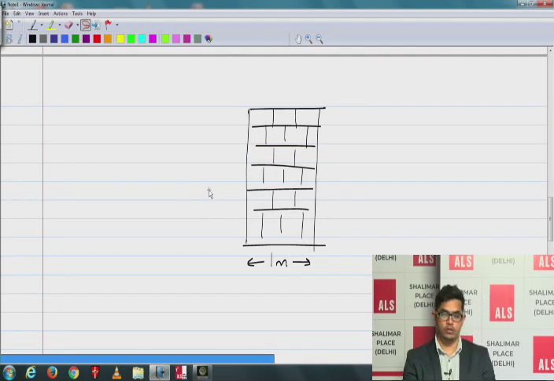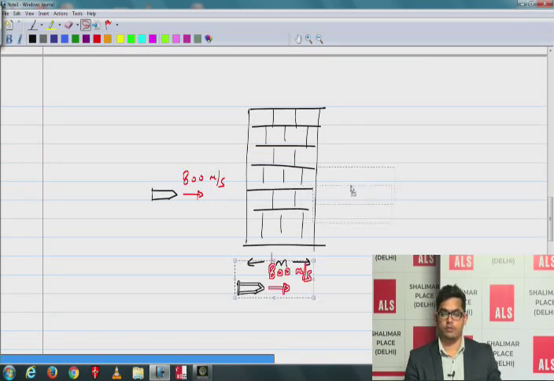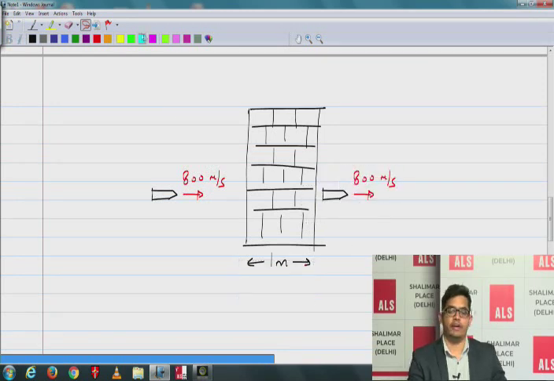So before striking the wall, the velocity was 800, and after coming out, it is 100 meter per second. Okay, this is the question.